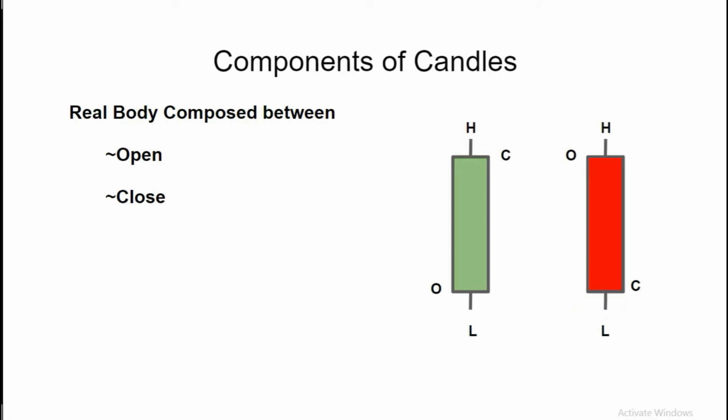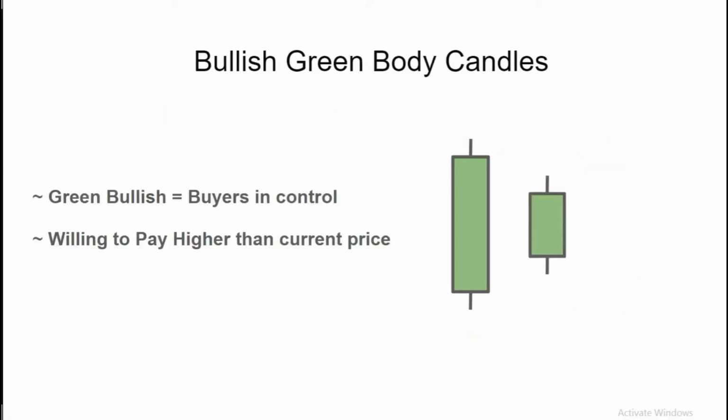A green bullish candle is indicating that the buyers are in control. The buyers, also known as the bulls, are willing to pay a higher price for the stock than what it currently is. Here, they drove the price up from the opening price to a higher price. Now, comparing these two candles, the larger green body is more bullish than the smaller green body, meaning over the same time frame, the larger body was able to drive the prices higher than the smaller green body.